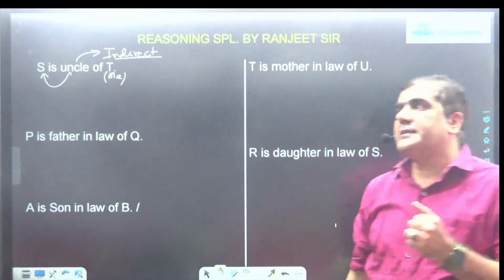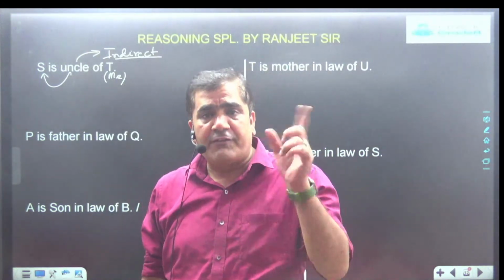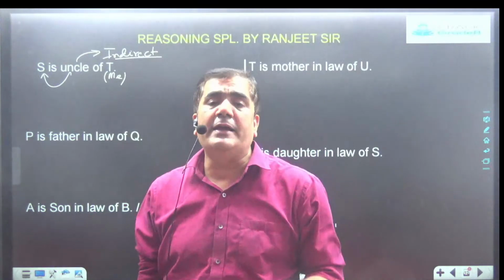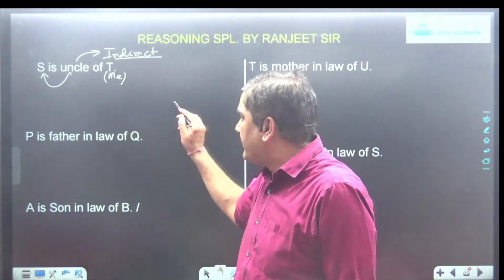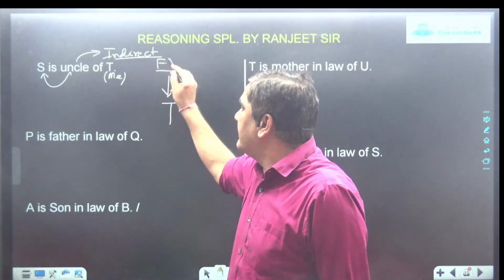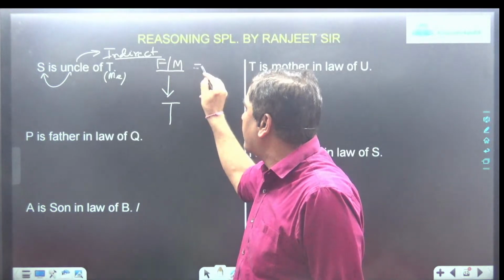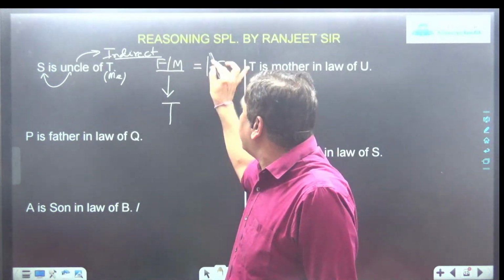Now who is called uncle? Uncle is nothing but my father or mother's brother. My father or mother's brothers will be my uncle. So here they are saying S is uncle of T means what? If I am T, my father and mother will come over here. And my father or mother's brother, equal to stands for brother, will be my uncle. And who is uncle? S. Uncle means male.